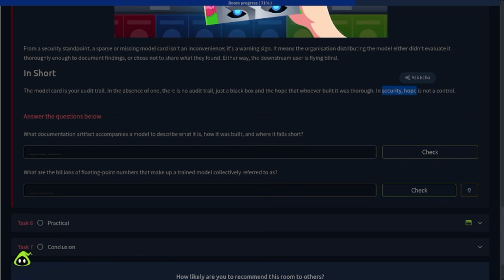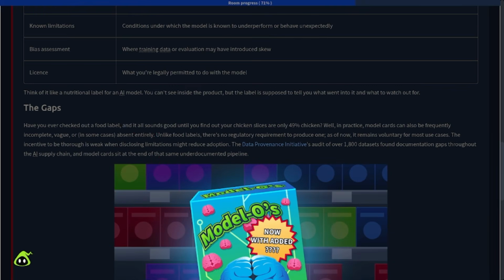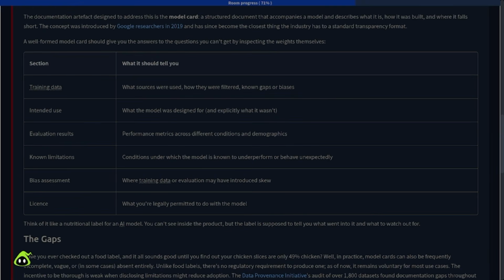Which documentation artifact accompanies the model to describe what it is, how it was built, and where it falls short? The model card document.